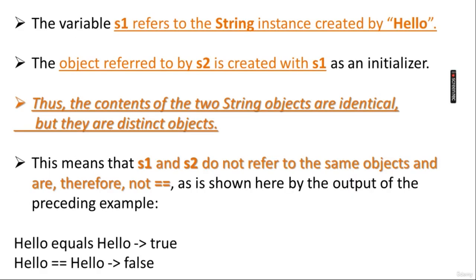The variable s1 refers to the string instance created by "Hello". The object referred to by s2 is created with s1 as an initializer, so both will have the same character sequence, hello. Thus the contents of the two strings are exactly the same, but they are not the same object, they are different objects. s1 is a different object, s2 is a different object. s1 and s2 do not refer to the same object. Even though the character sequence is the same, they do not refer to the same object and are therefore not equal under ==, as is shown by the output of the example. Hello equals hello is true, hello == hello is false.